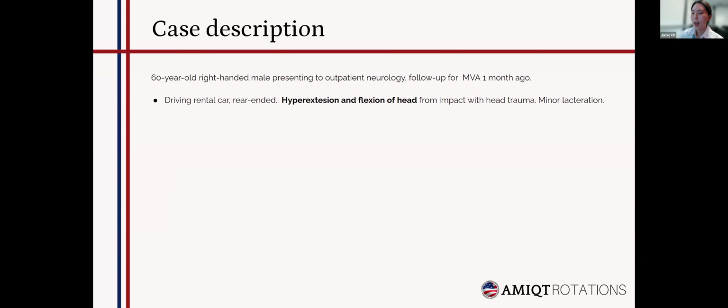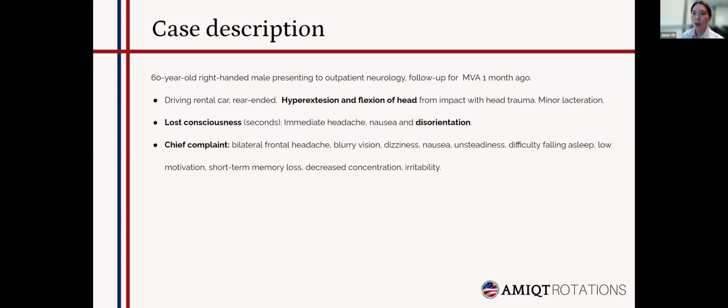in front of him. The impact caused multiple hyperextension and flexion of his head, as well as head trauma from hitting his head on the steering wheel. The patient sustained minor lacerations from this. The patient mentioned that he lost consciousness on impact for a few seconds and experienced immediate headache, nausea, and disorientation. According to his passengers, he was asking the same question multiple times.